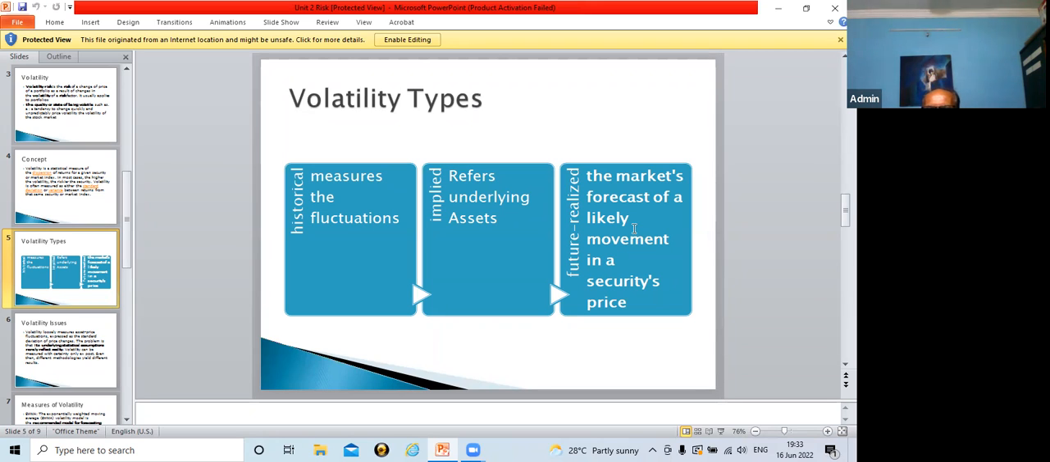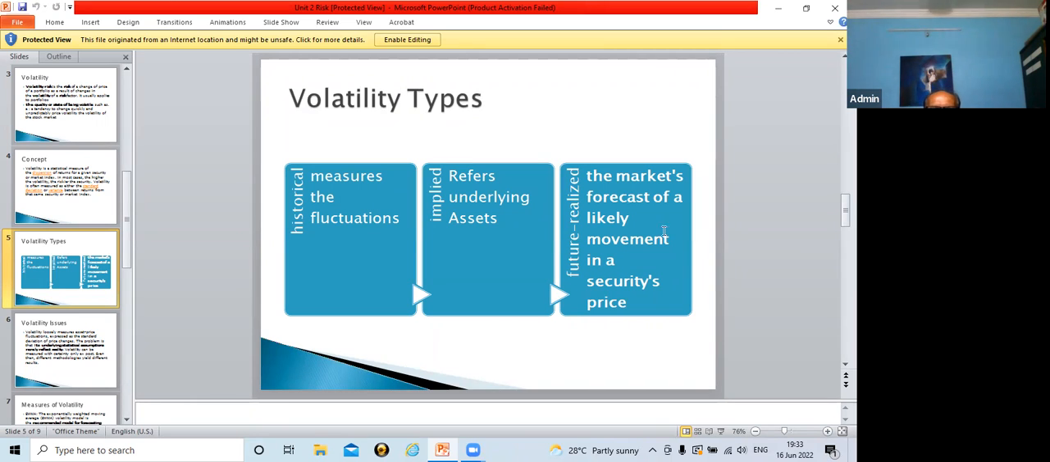So there are many people in every field, not only in finance, but in other fields also. Some people, because of their experience, knowledge and expertise, predict. So here we are talking about the security price. There are many organizations in India, and many people at the individual level, who forecast the likely movement in a security price. That particular price of a share may increase, or may be stable, or may decrease. That kind of forecasting is called future realized.